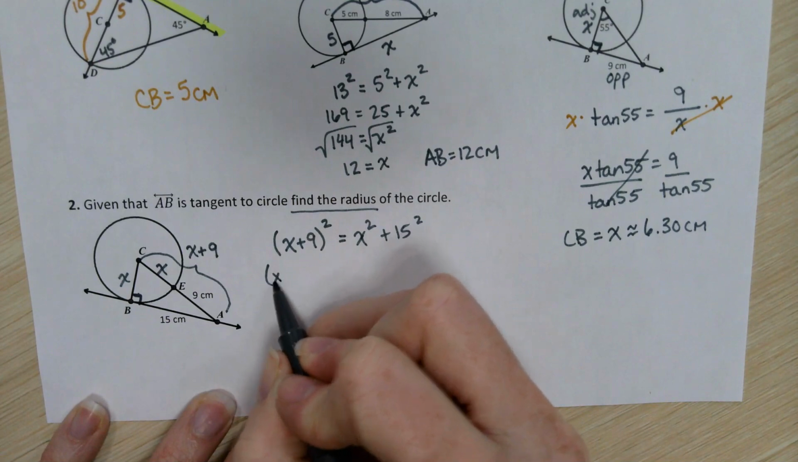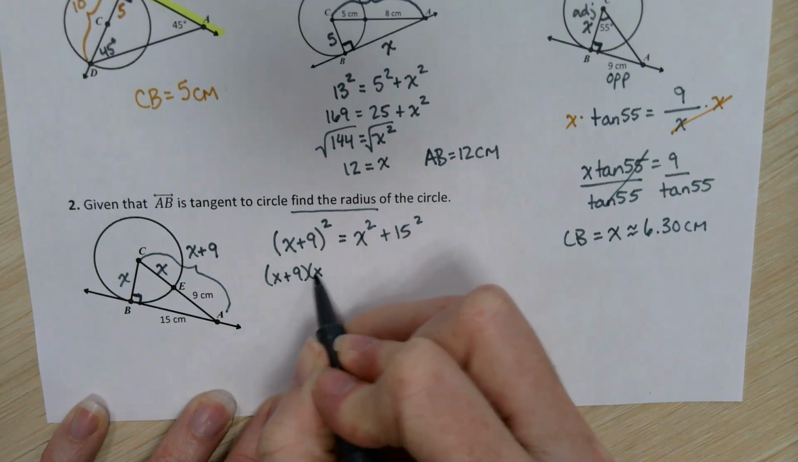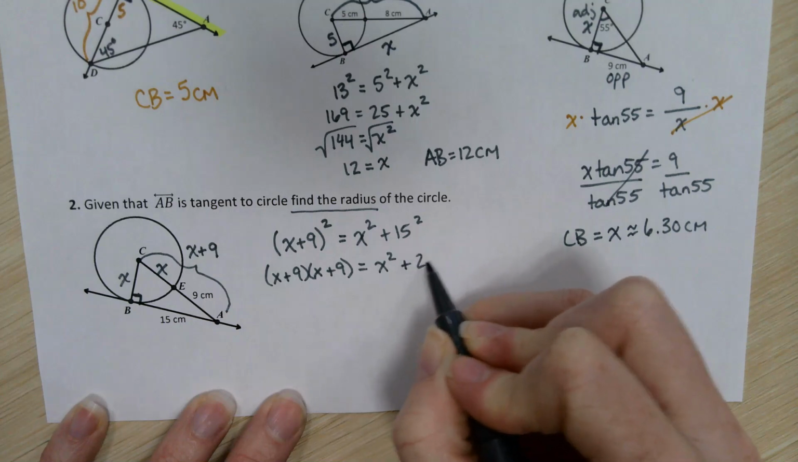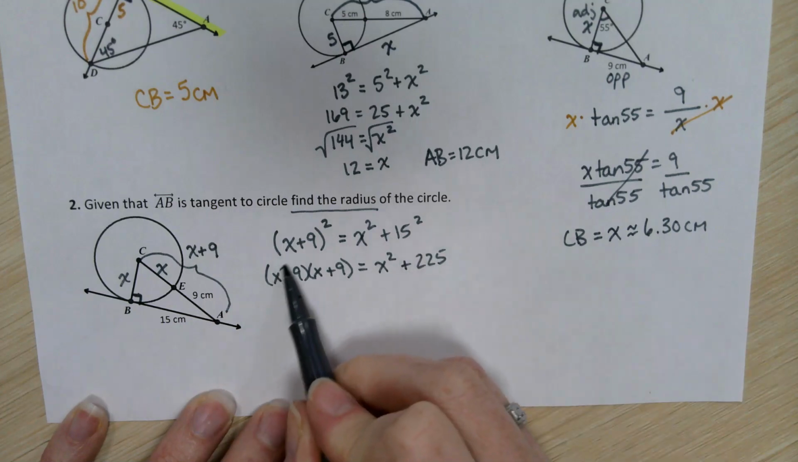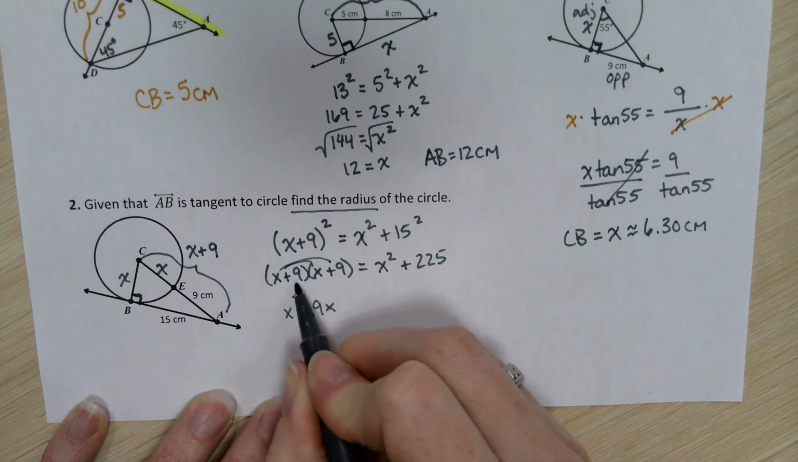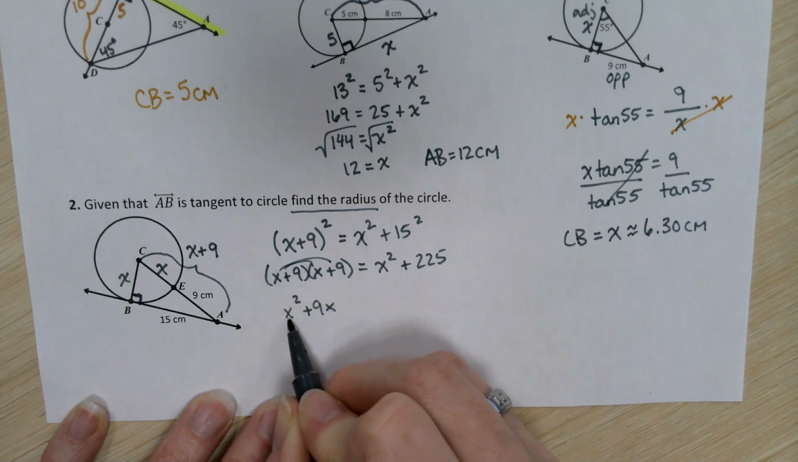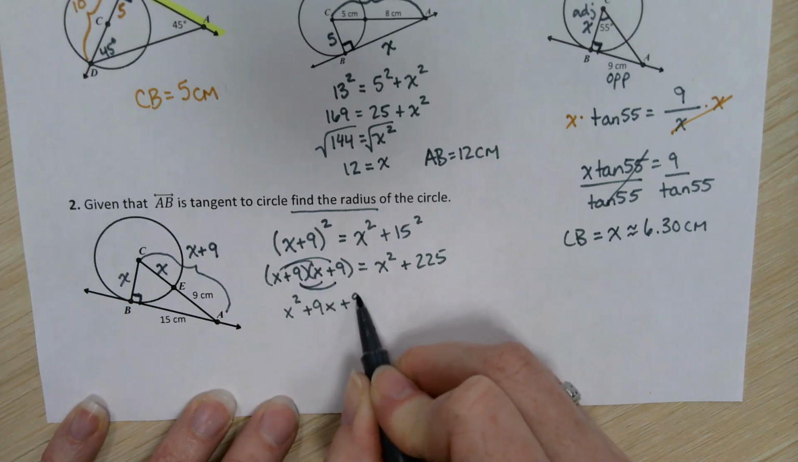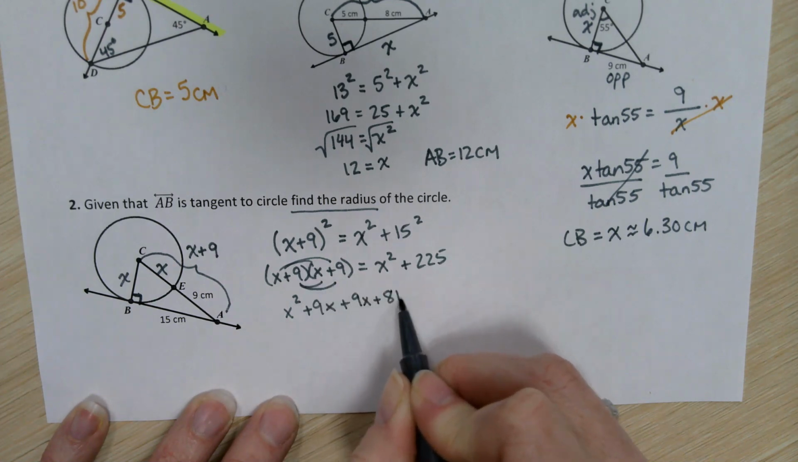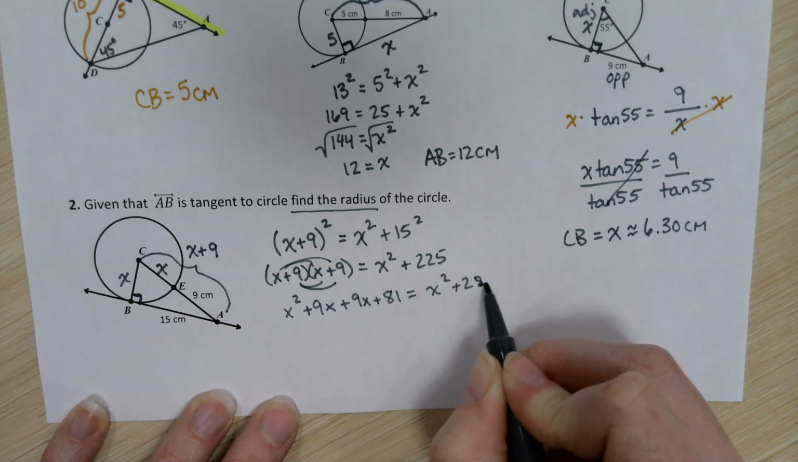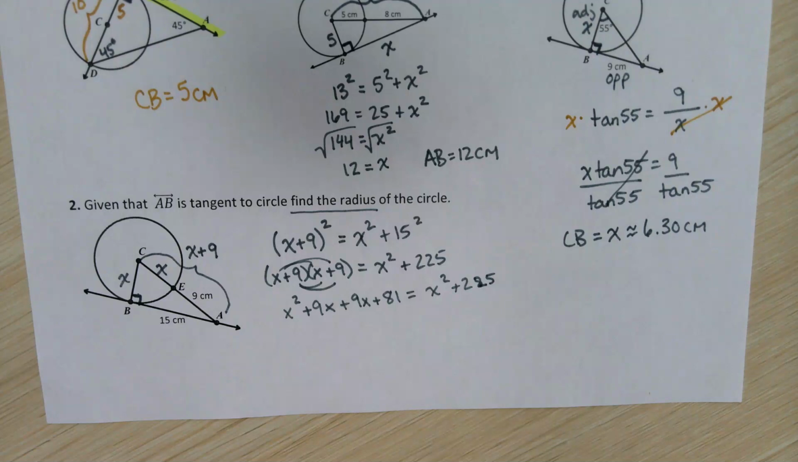Remember, when we square a binomial, we really need to think about multiplying it by itself. So we write that out twice to make sure that our brain can do all of that distributing we reviewed earlier correctly. So distributing the x to both gives us x squared plus 9x. Distributing the positive 9 to both gives us another positive 9x and a positive 81. And then the other side is x squared plus 225.